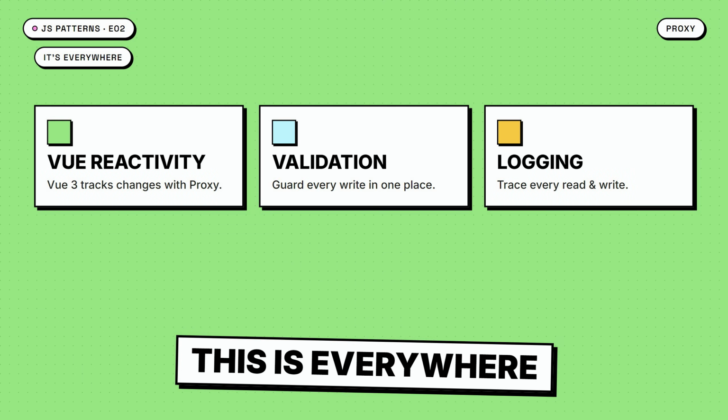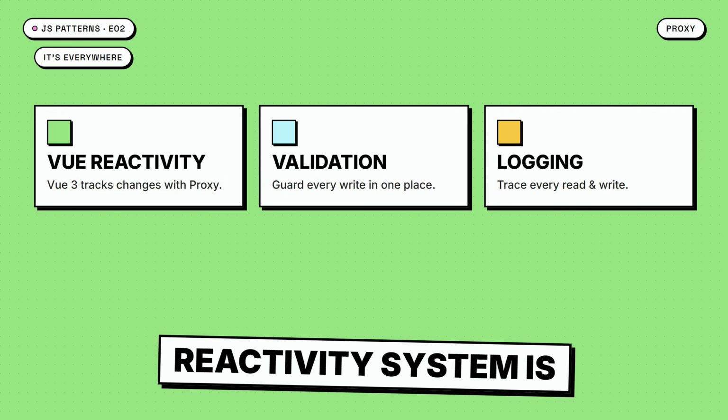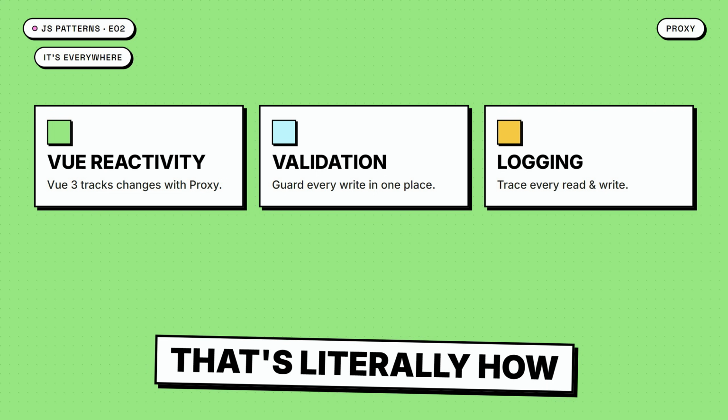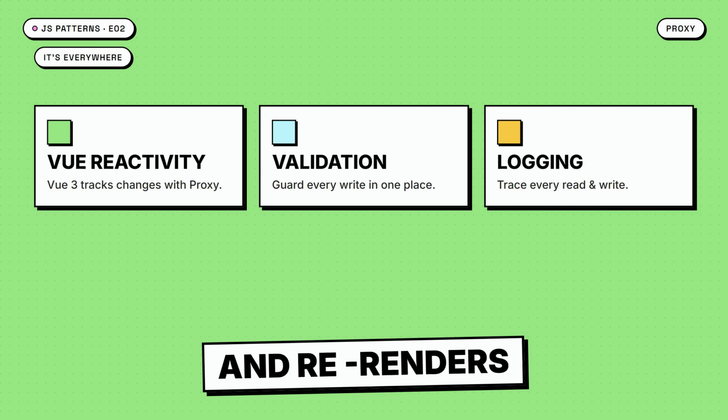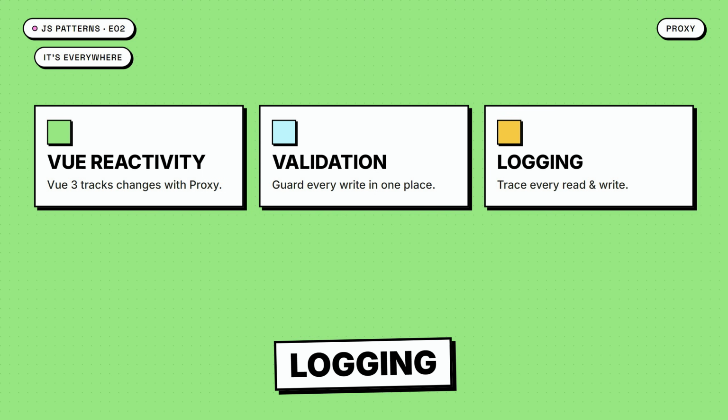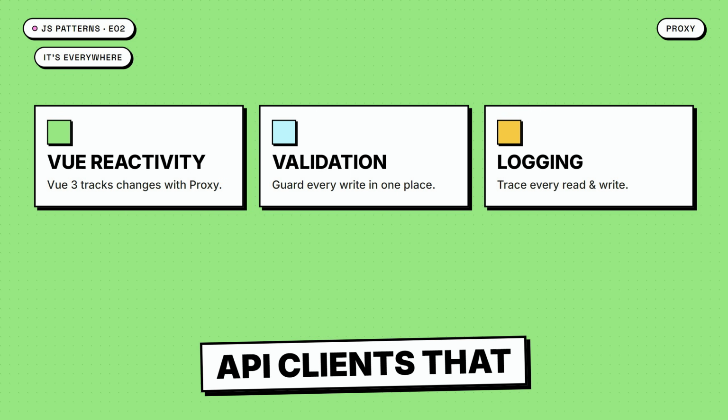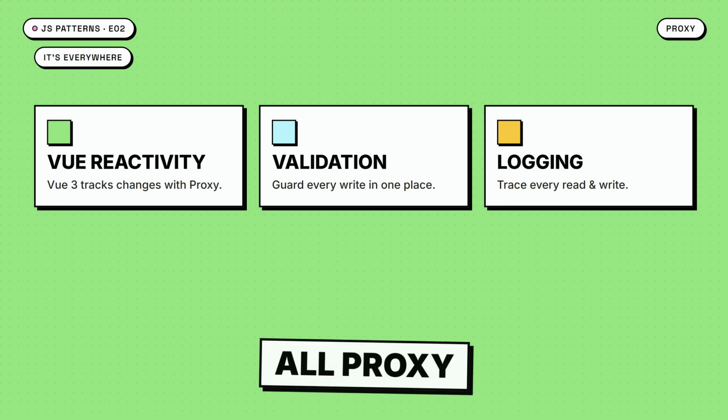This is everywhere. Vue 3's entire reactivity system is built on Proxy. That's literally how it knows when your data changed and re-renders. Form validation, logging, default values, API clients that build URLs on the fly, all Proxy.